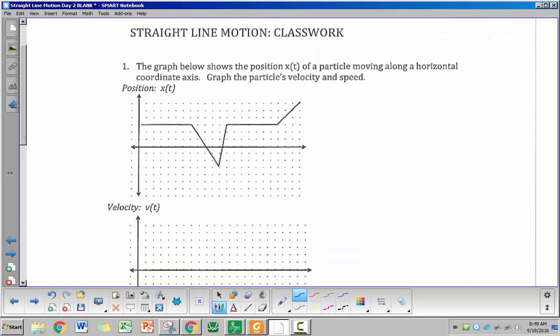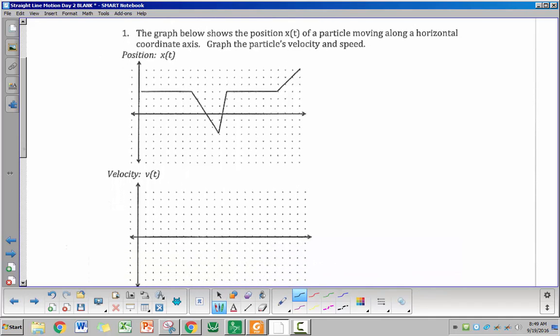Here we go, moving right along. Sometimes we have graphs for position, and we want to graph the velocity. Well, what is the velocity with respect to position? It's its slope. It's its derivative.